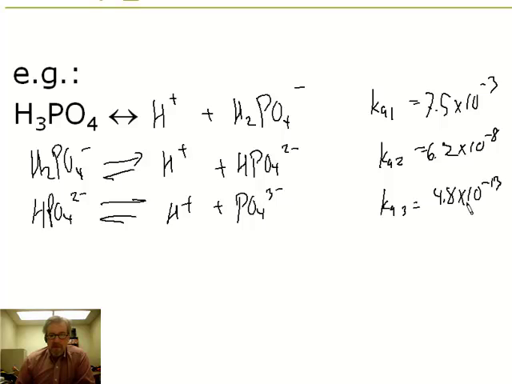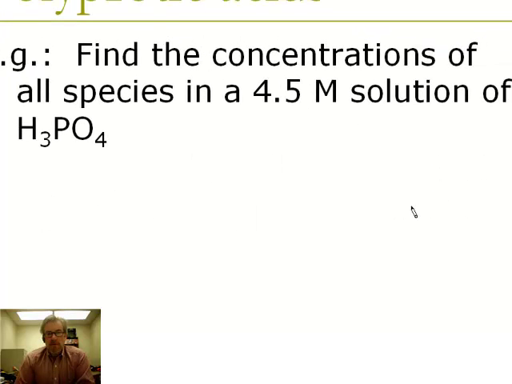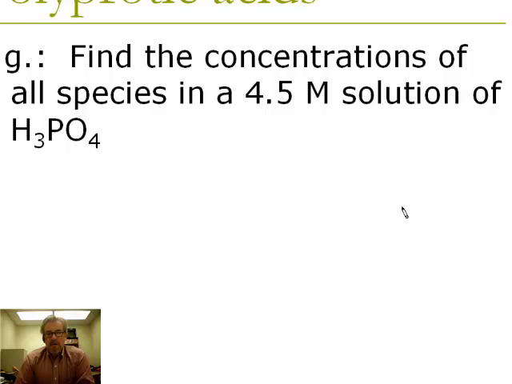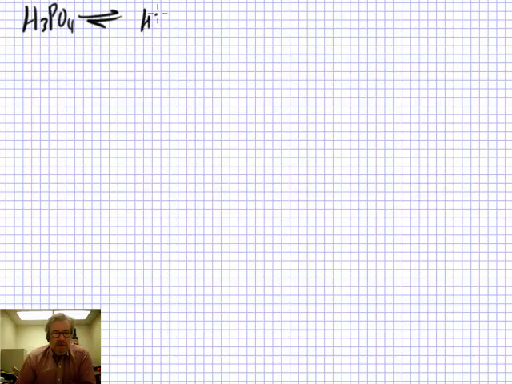In weak polyprotic acids, as I mentioned before, almost all the ionization that produces H+ is going to occur in the first step. So let's look at an example to verify that. We're supposed to find the concentrations of all species in a 4.5 molar solution of H3PO4. Let's start out by looking at the first ionization here, H3PO4 dissociating reversibly to give you H+ plus H2PO4 with a 1- charge. And remember, Ka for this first step is 7.5 times 10 to the minus 3rd.